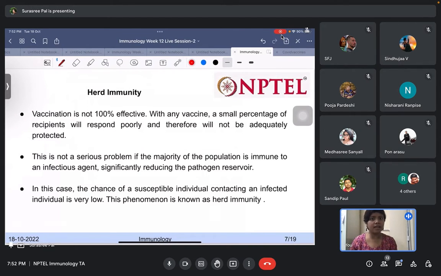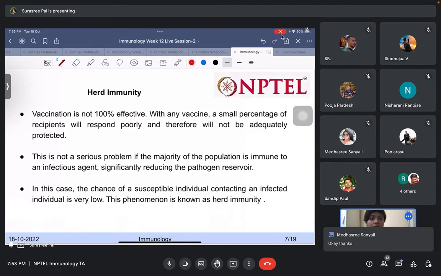So even if there is an infection they are facing, they will not cause any disease, there will not be any disease in their bodies, and they will not spread the disease as well. So therefore this phenomenon is known as herd immunity, in which the chance of a susceptible individual contacting an infected individual is very low, right?